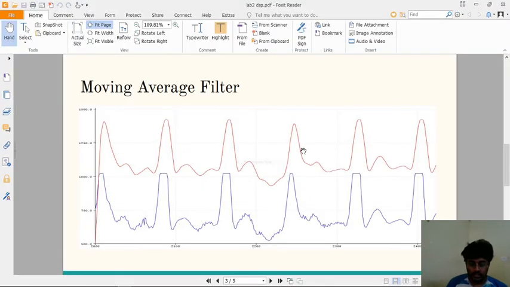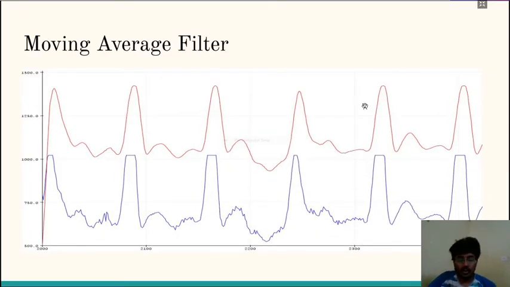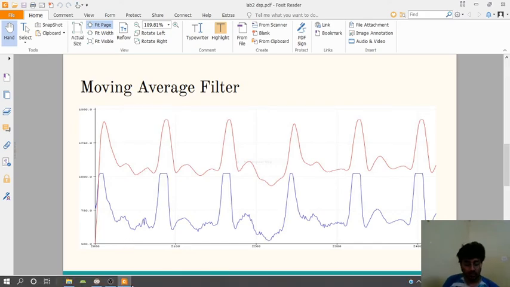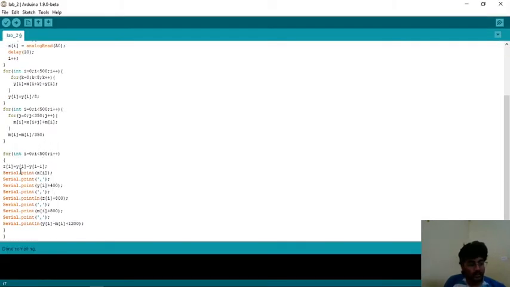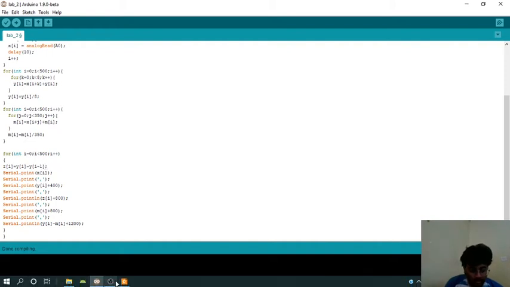Now coming to the second part, which is the derivative filter we are going to use. The derivative filter can help us emphasize the slopes of the signal. For emphasizing the peaks only, we will first smoothen the signal with the moving average filter. So next we do the moving average filter, and then we apply the derivative filter. In the derivative filter, we are just taking the subtraction of the present value and the previous value.